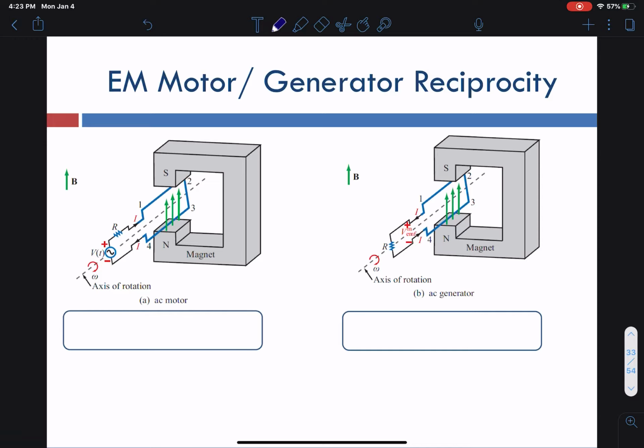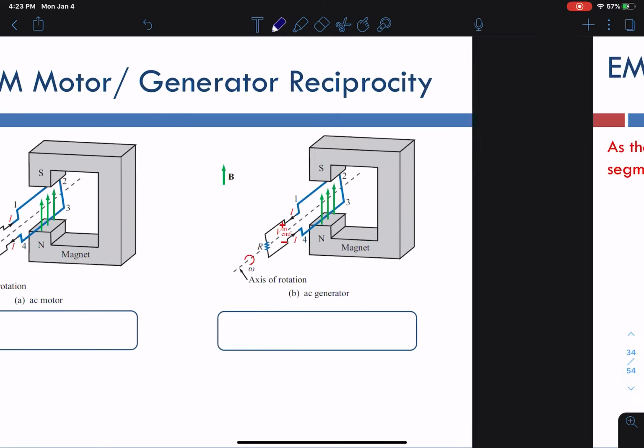You all know the difference between a generator and a motor. We're going to ask you the same question in the class.